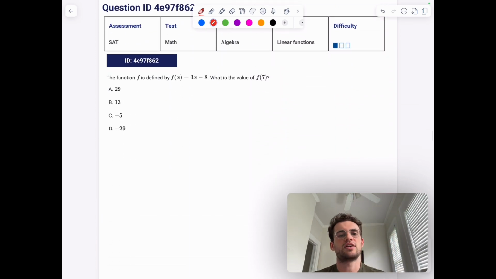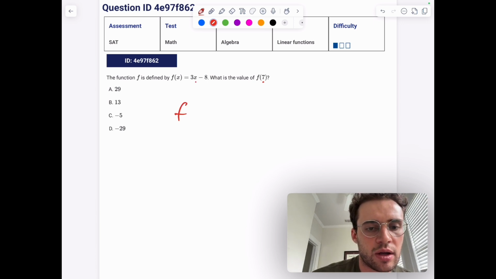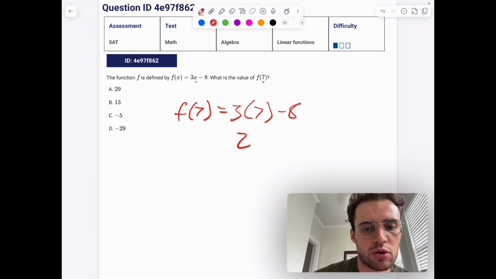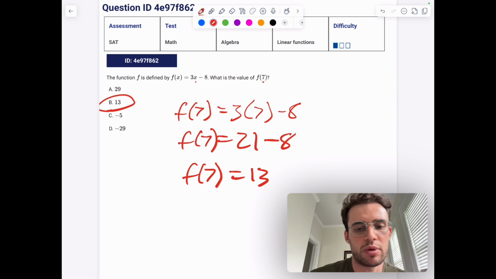The function f is defined by f of x equals 3x minus 8. What is the value of f of 7? So we're just putting 7 in for x. We get f of 7 is equal to 3 times 7 minus 8. 3 times 7 is 21. So we get 21 minus 8, which means that f of 7 is equal to 13. That's 21 minus 8, which is option B.